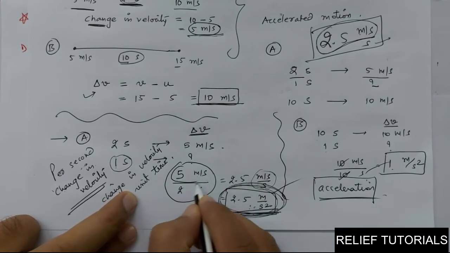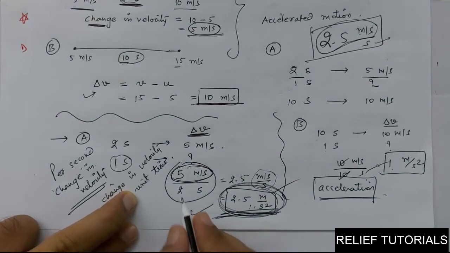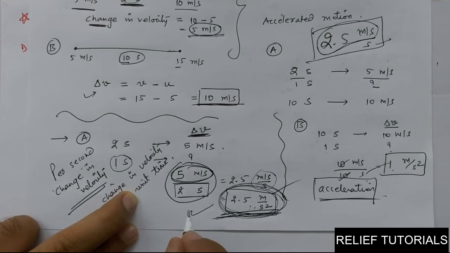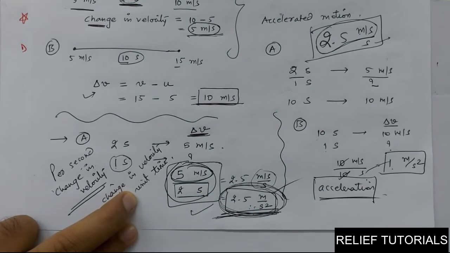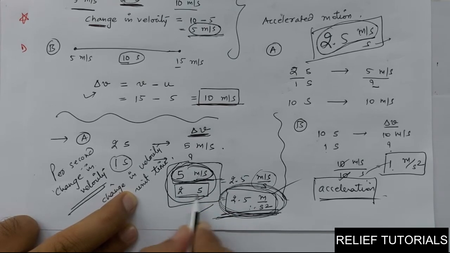So what is this 5 meter per second? 5 meter per second is nothing but the delta V, meaning change in velocity. And the 2 is the total time required for that change. So this way we can always find the acceleration. So what is there in the numerator? In the numerator we have change in velocity upon time.